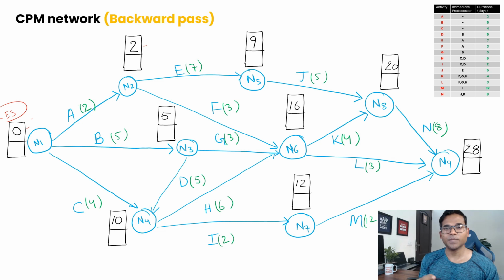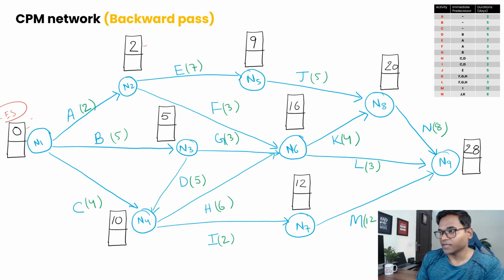And remember one basic rule for the backward pass calculation. In the forward pass, we started adding the duration to the previous activity's ES calculation. In the backward pass, from the last node we will start reducing our duration. Whichever path we are following, we will reduce that duration. So that's what we are going to do for the backward pass calculation.